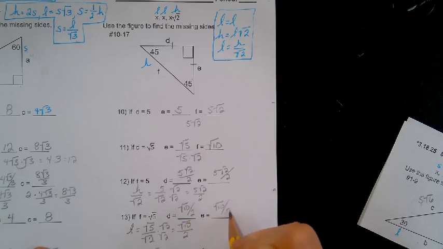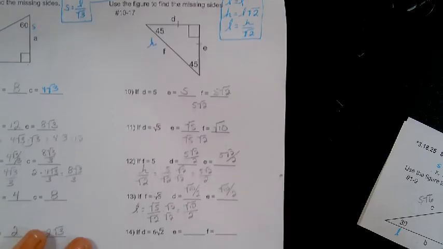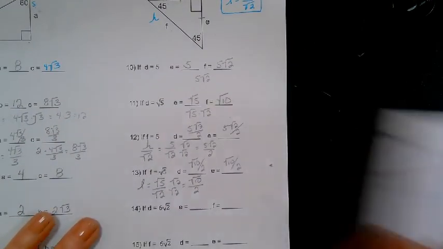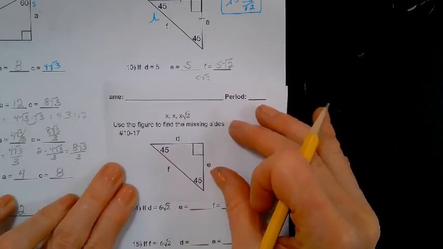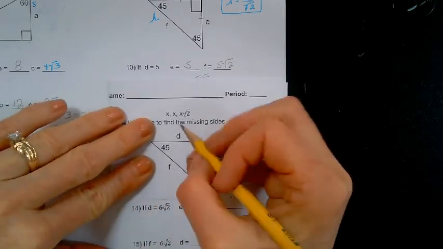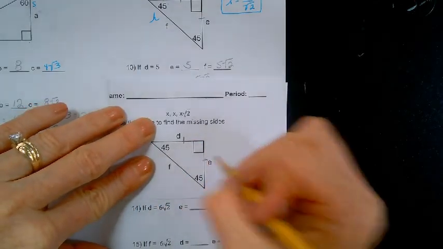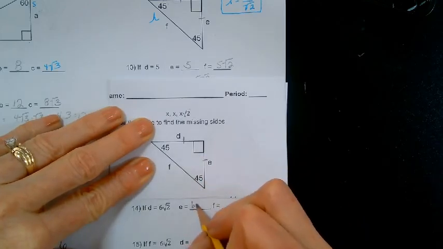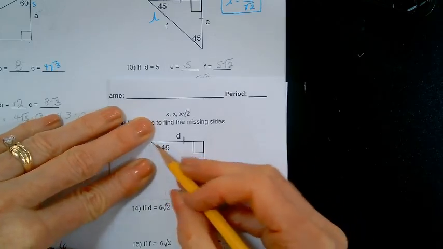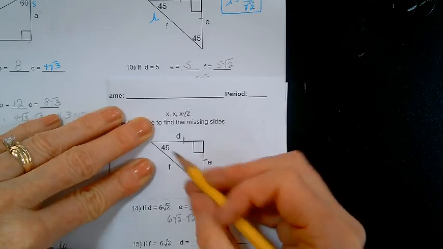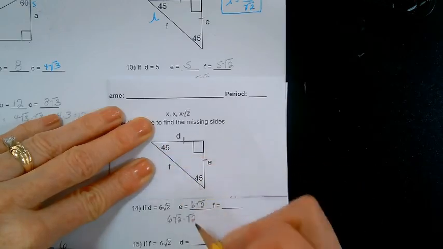14. I'll use this triangle so we have it handy. If D equals 6 rad 2, okay, so that's a leg, right? So if the leg is 6 rad 2, then the other leg is 6 rad 2. And the way you find the hypotenuse is multiplying 6 rad 2 times rad 2. We're going from a smaller side to a larger side, so we're going to multiply by rad 2. That becomes 6 times 2, which is 12.